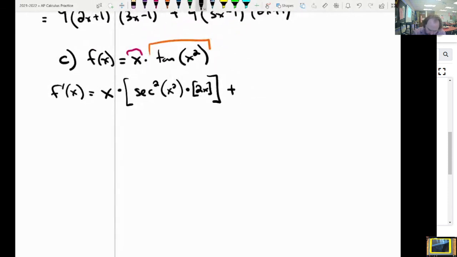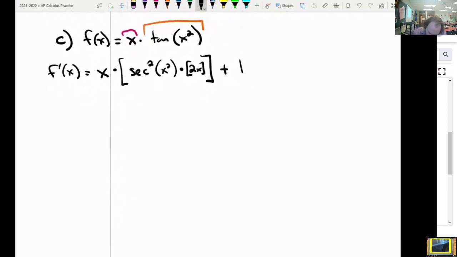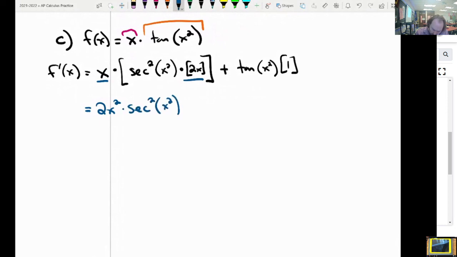Plus, we need the original second thing, the tangent of x squared, times the derivative of the first, which is just 1. So we'll just leave it there. So that's actually not too bad. You end up with 2x squared in the front, because these guys can combine together. It's all being multiplied. Times the secant squared of x squared, plus the tangent of x squared.